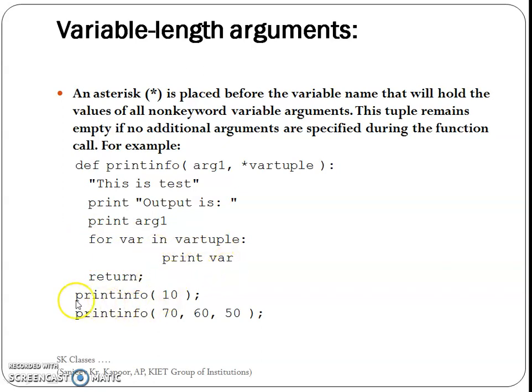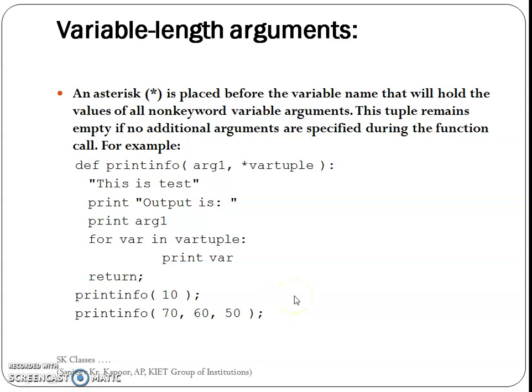If I call this function with only one value, that value is given to argument 1 and we can print it using print arg1. Otherwise, if we call this function with three values, where argument 1 is mandatory and the rest are optional, the optional values are two here, 60 and 50. These 60 and 50 are stored in this var tuple, and the var tuple can be accessed using this for loop in order to display all the values.